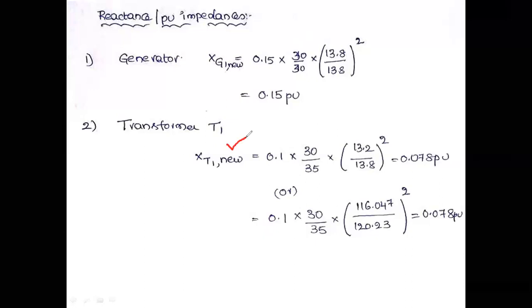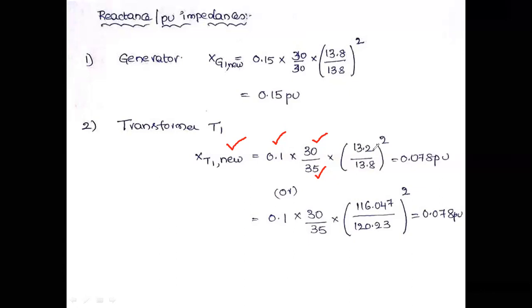Now the per unit value of the first transformer. What is the old per unit value? He has given 10%, so that's why I have considered this as 0.1. Now the MVA base new is equal to 30, and MVA base old is equal to 35. MVA base old is directly mentioned in the problem itself. 30 is the new MVA we have chosen. So that is the difference between the old base MVA and new base MVA.